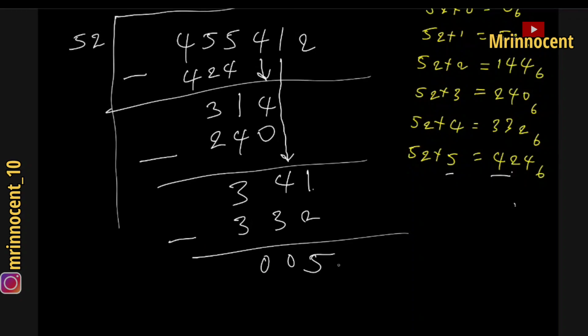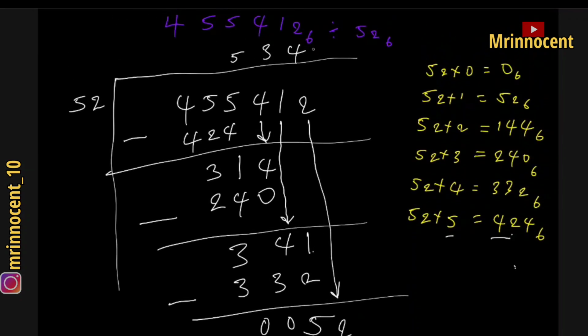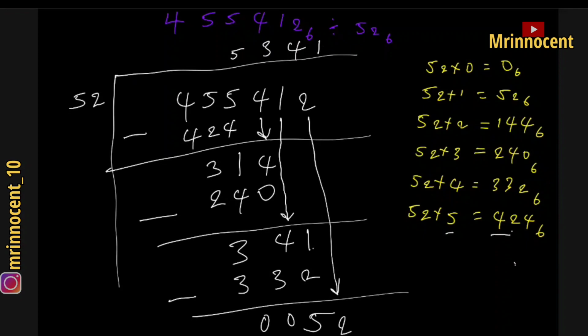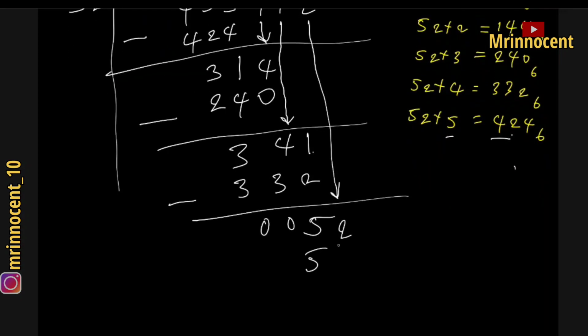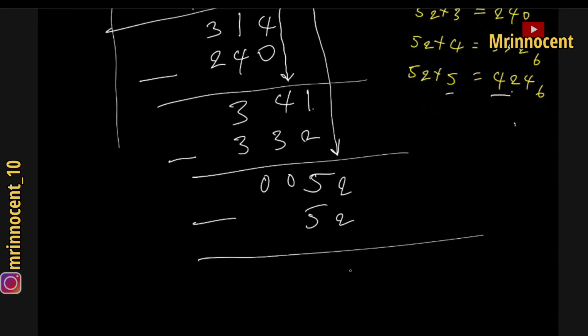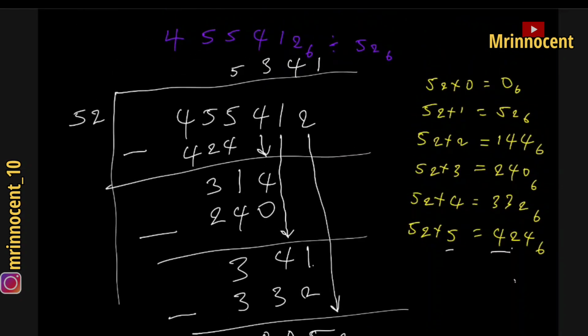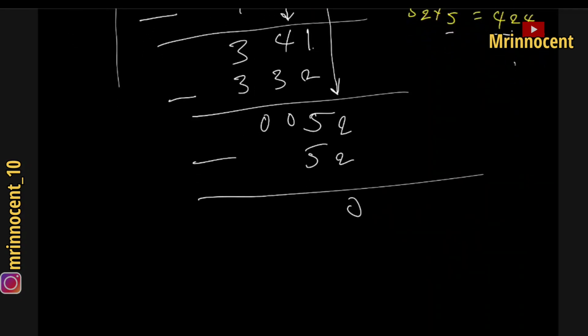So 52 divided by 5 cannot, bring down the last number, which is 2. So 52 divided by 52 is 1. 1 times 52 is 52. So subtract, you have 0. So your final answer is 5341 in base 6.